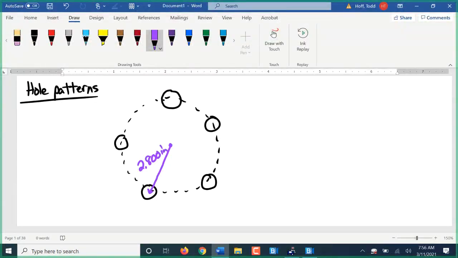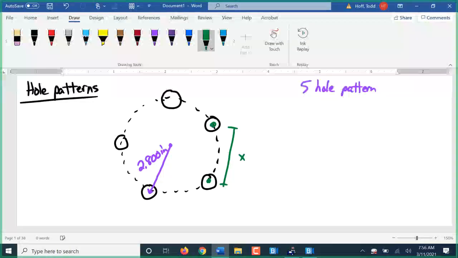And of course, the second piece of information I have is the number of holes. This is going to be a 5-hole pattern. What I want to find is the center to center distance from one hole to the next.